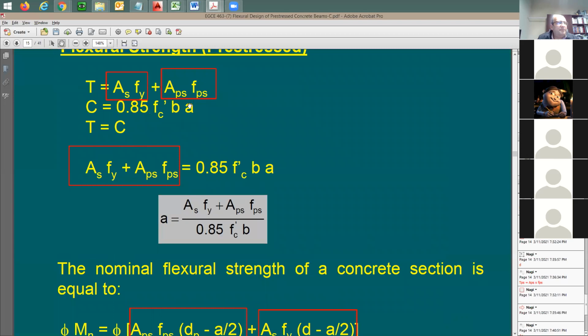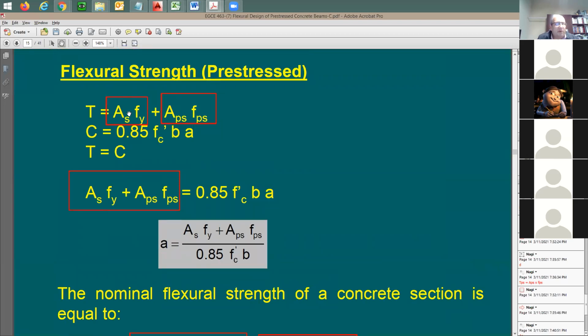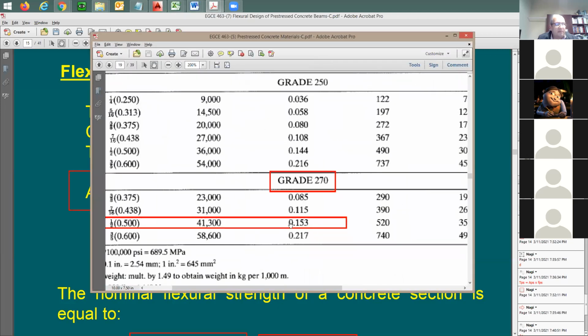So what you have here is the conventional rebars, like number 5, number 6s. And this is going to be the pre-stress strands, like half-inch 416, which is going to be taken from this table. Look, this is going to be taken from this table. It's going to be cables, like the ones you have used in your last 2 homeworks.